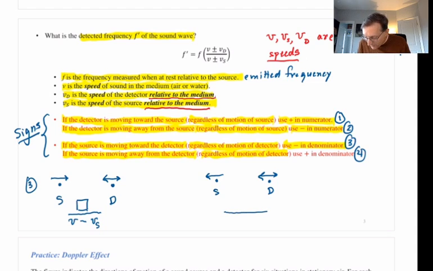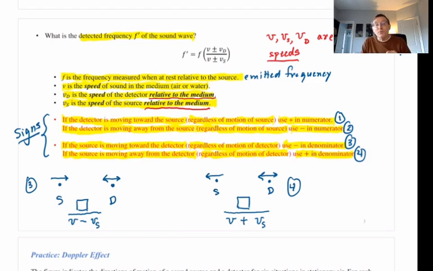Talking about the motion of the source, so I'm talking about the denominator. To make that number smaller, I want the denominator to be as big as I can get. So I choose a plus sign. And I'm not worrying about the numerator. That's case 4. You use a plus in the denominator.